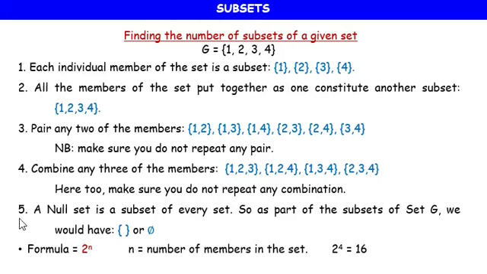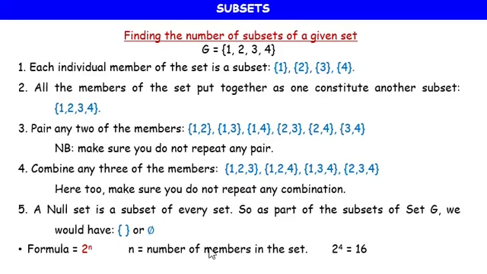Let's go to the fifth point. A null set is a subset of every set. So as part of the subsets of G, we are going to have this symbol: 2 empty curly brackets, or a 0 with a diagonal line drawn across it. So it means that for set G, one of the subsets of set G is a null set.